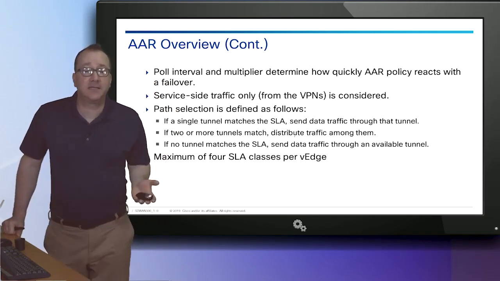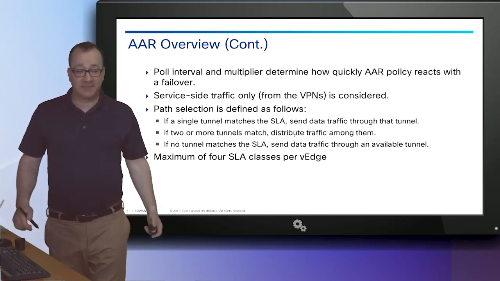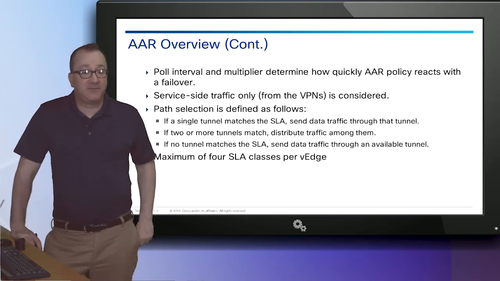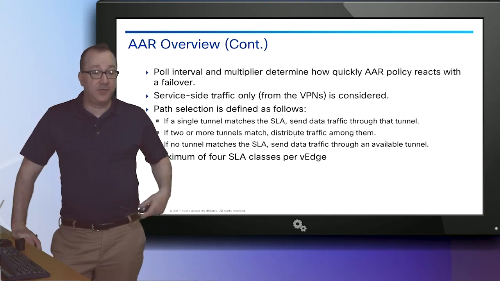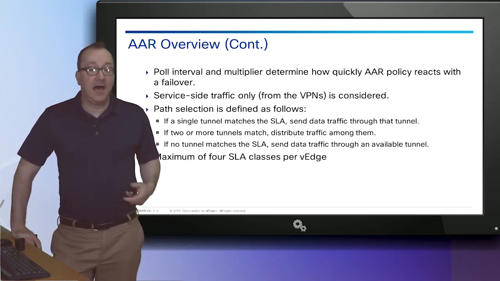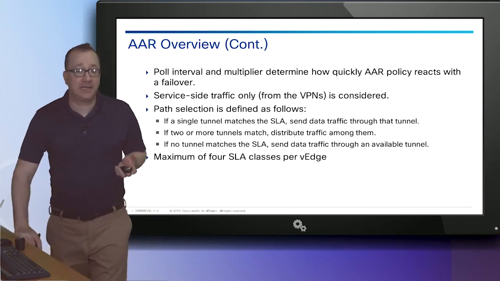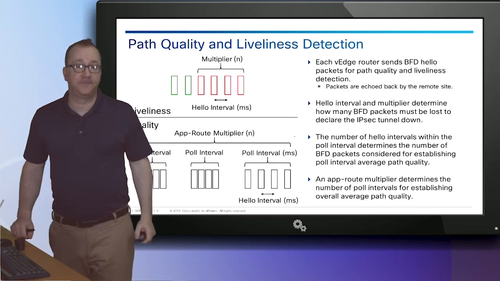Then the path is going to be selected. Selection is going to be defined as follows. If a single tunnel matches the SLA, send data traffic through that tunnel. If 2 or more tunnels match, distribute the traffic among them. If no tunnels match the SLA, send data traffic through an available tunnel. Note that if 2 tunnels match the SLA, the load is distributed, so we do equal-cost multipathing.